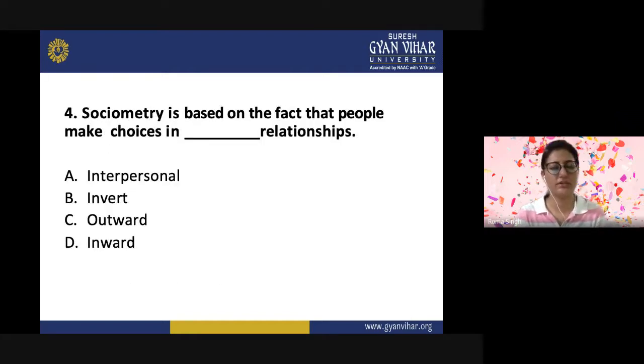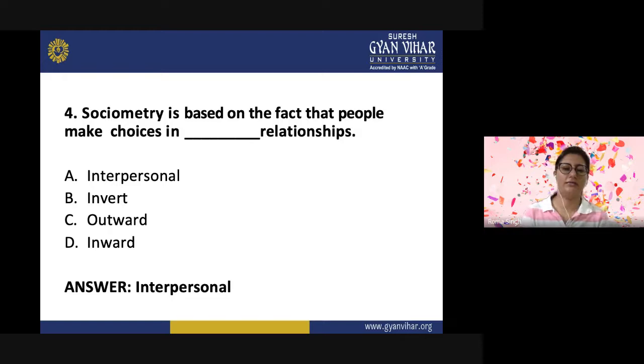The next question is, sociometry is based on the fact that people make choices in dash relationships. Options are interpersonal, inward, outward, or inward. So the correct answer is interpersonal relationships. Interpersonal means the reciprocation should be there. How A has relations with B or B has relations with A. So this is how the interpersonal relationships are checked through the sociometry technique.